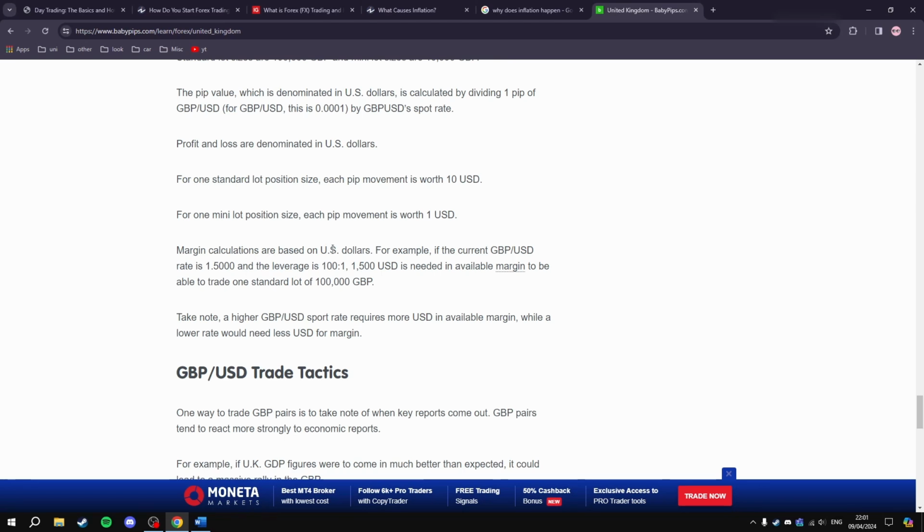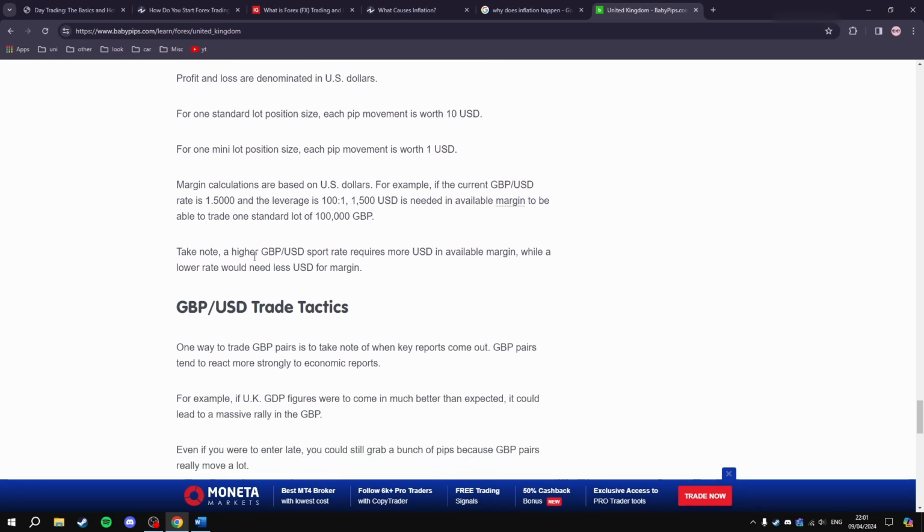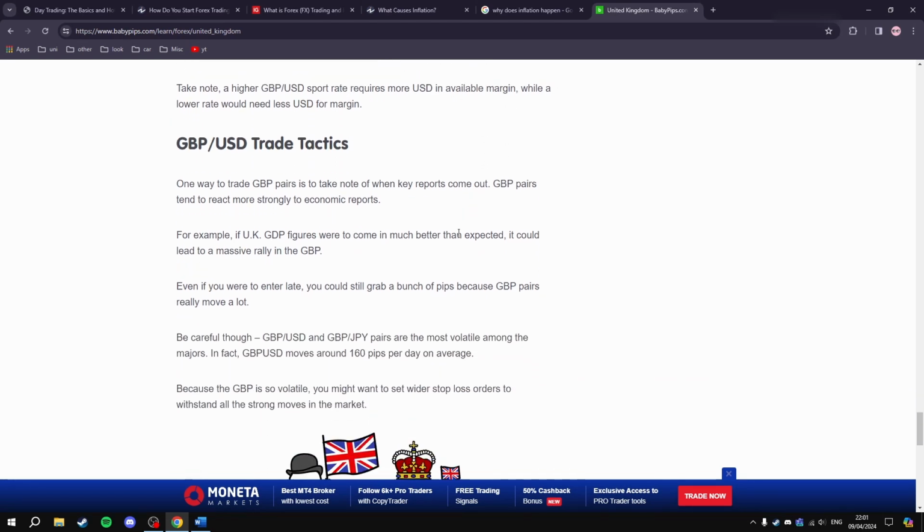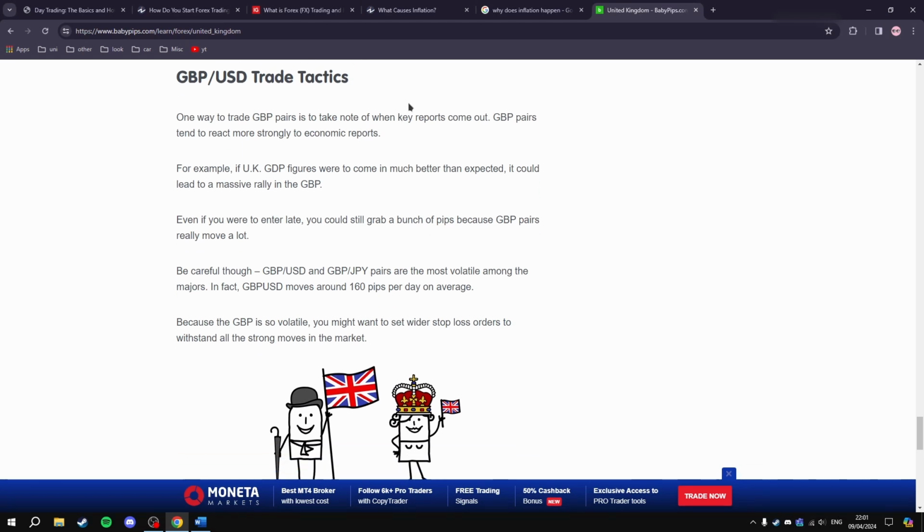Margin calculations are based on US dollars. For example, if the current GBP USD rate is 1.5 and the leverage is 100 to 1, 1,500 USD is needed in available margin to be able to trade one standard lot of 100,000 GBP. Take note, a higher GBP USD spot rate requires more USD in available margin, while a lower rate would need less USD for margin.